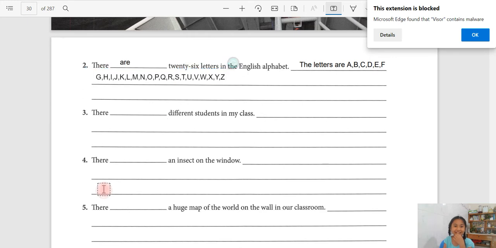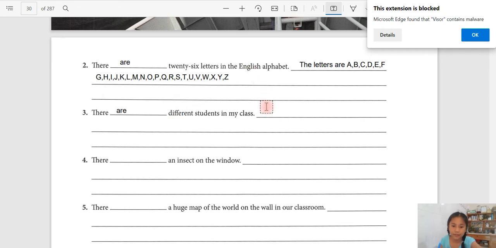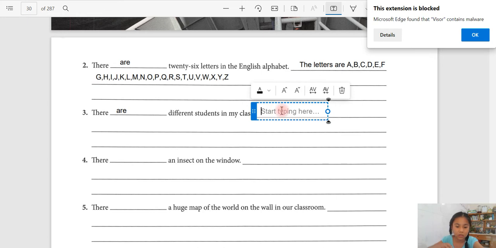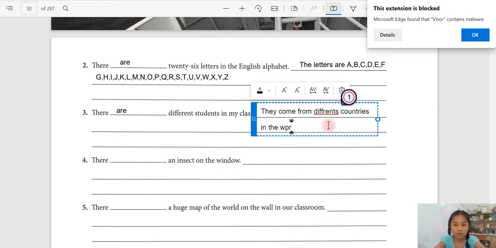There we go. There are different students in my class. Students is plural, so we will use are. There are different students in my class. They come from different countries. I'm just saying examples. There you go.